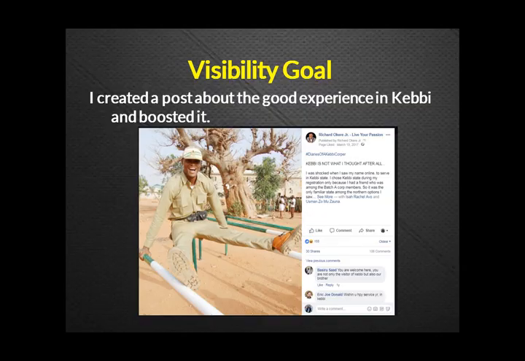Secondly, visibility goal. When I was in KB State, after the NYC campaigns program, I just did a post talking about the good things of KB State, because I wanted to get myself known, to get people to know me, and possibly also know what I do, just for the brand Richard Okere to get out there. I created a post, boosted that post with Facebook ads, talking about the good things of KB State. It had about 30 shares, 106 comments, 155 likes.